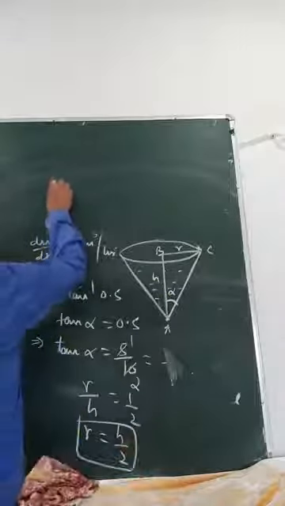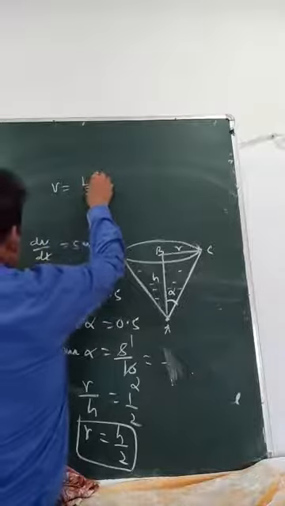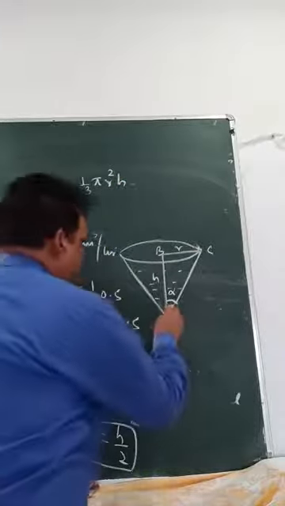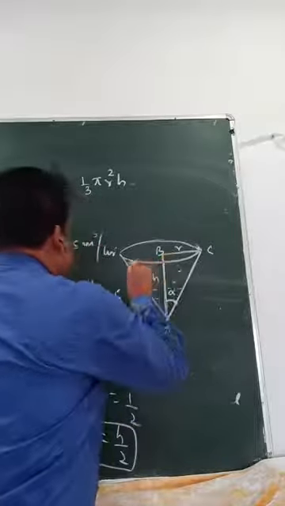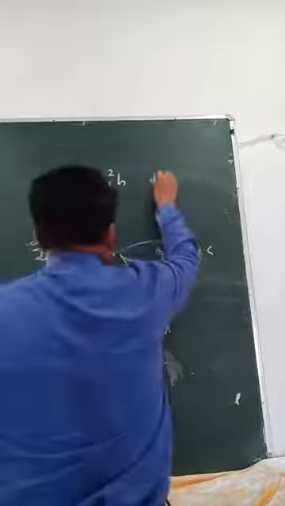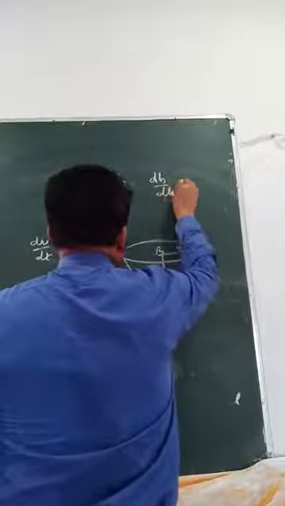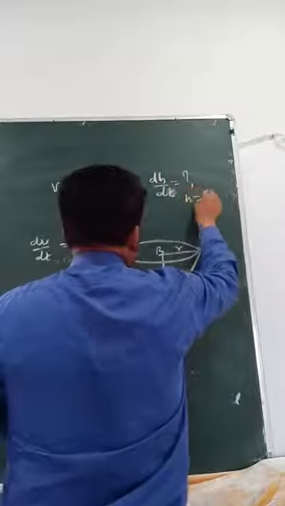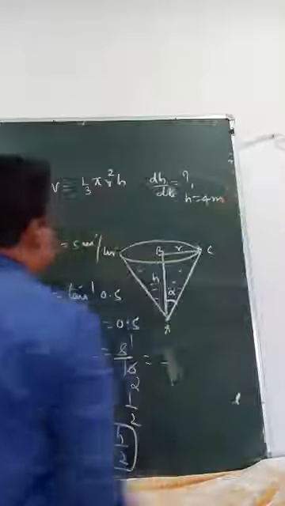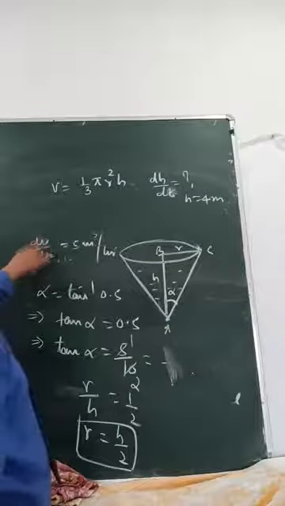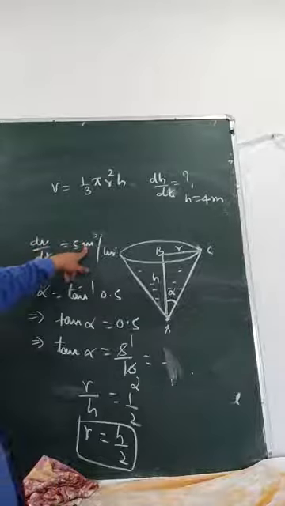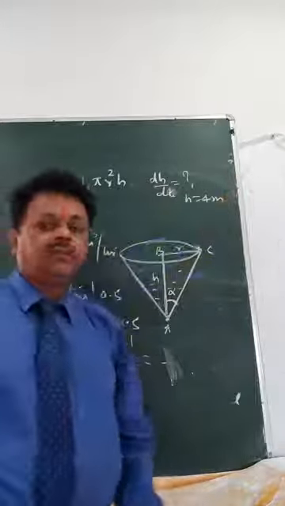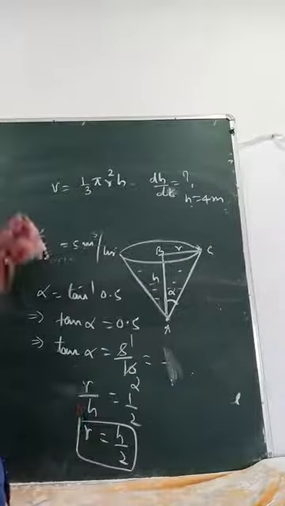Then volume is given by 1/3 pi R square H. Because you are asked to find how fast the level is increasing, you are asked to find dH by dt when H equals 4 meter. This is our question. We will use dV by dt is 5, and from here you will find dH by dt where H equals 4. So let's start.